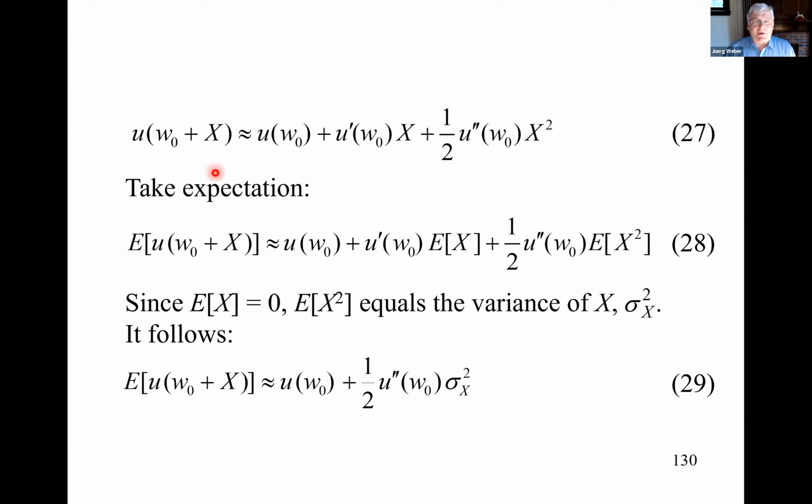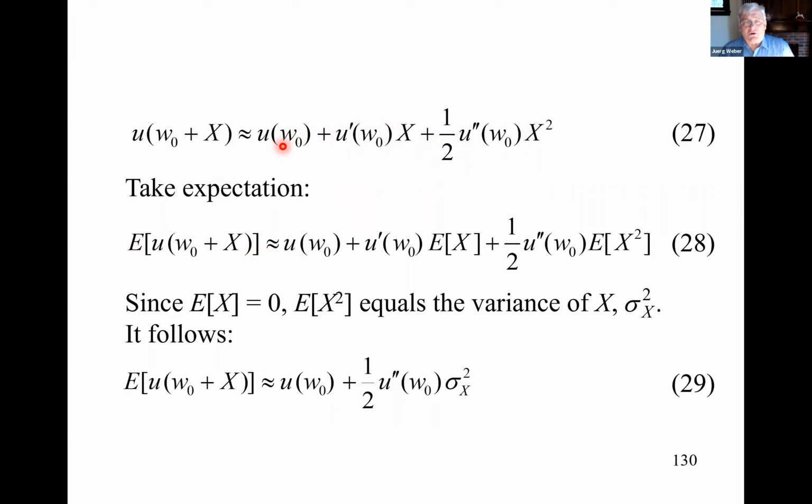And that's an approximation. Now let's take expectations of it. You see that the right side is linear, so I can write the expectation of the first item, the expectation of the second item, and the expectation of the third item. I can do this because I have just plus signs here.